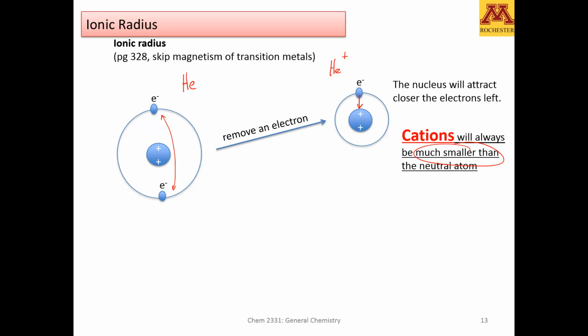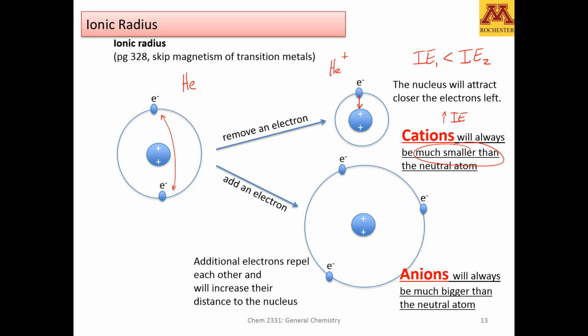And if they are smaller because the electrons are more strongly attached, expect the cation to have a higher ionization energy. That means it'll take more energy to remove that second electron. What I'm saying here, of course, is that the first ionization energy will be smaller than the second ionization energy. Okay?